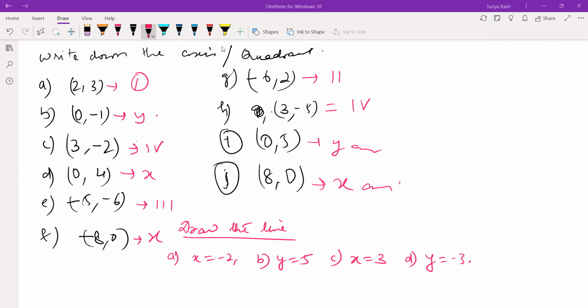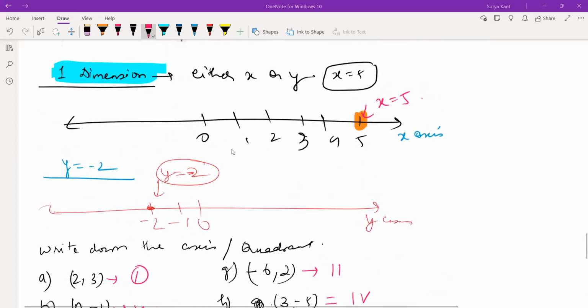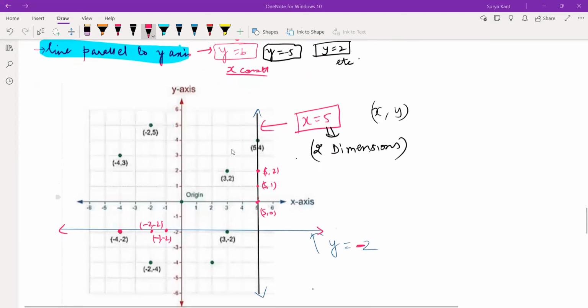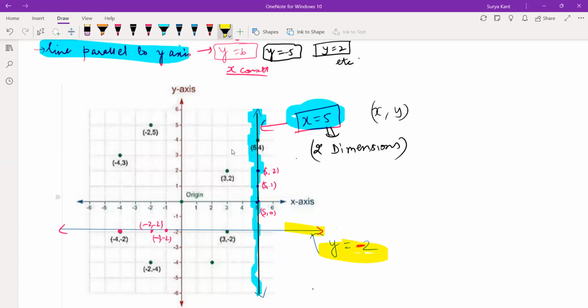Sir, I didn't understand. Draw the line x equal to minus 2 is a line only. I told you right now, this is a two-dimensional thing. See, explained here only. x is equal to 5, y is equal to minus 2. So this line is your x is equal to 5. Again, see, y is equal to -2. This is the line for y is equal to -2. Understood?